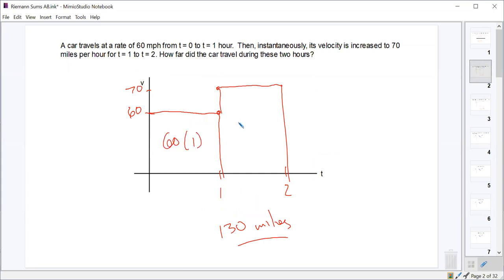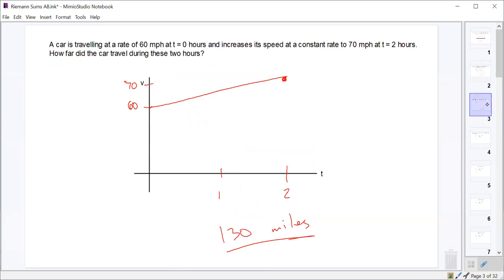60 times 1 and 70 times 1. It's the area underneath this function that I drew. Same thing here. Oh, that was not anywhere close to the 2, right? What's the area of this? This is a trapezoid, isn't it?